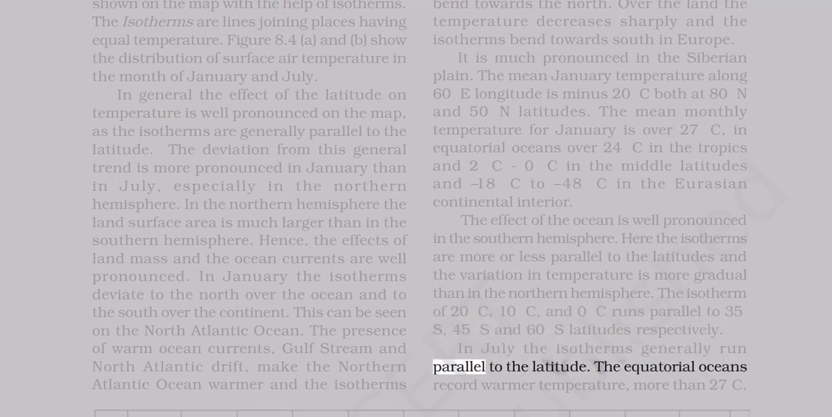In July, the isotherms generally run parallel to the latitude. The equatorial oceans record warmer temperature, more than 27 degrees Celsius.